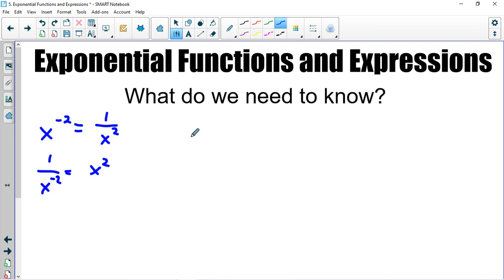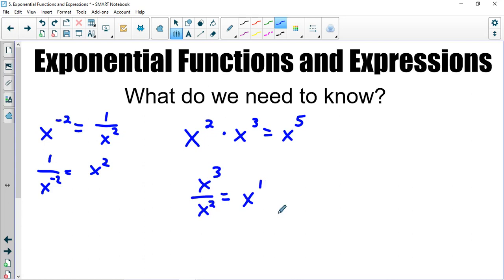Another rule we need to remember is if we're multiplying common bases, then we add our powers. So x squared times x to the third would be x to the fifth. Essentially, 2 plus 3 gives us 5, since we have a common base of x. And if we're dividing common bases, then we subtract the powers. So here, 3 minus 2 would be x to the first power as our final answer.